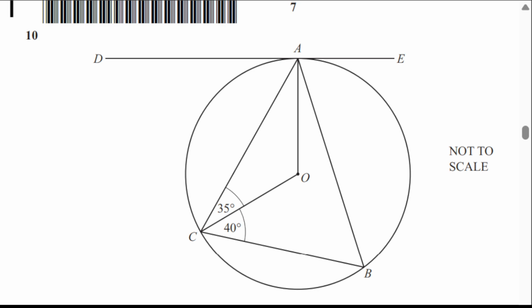Question 10. This is Cambridge 0580 non-calculator. Now, look at this nice question here. The question gave us a circle. They gave us this 35 and that's 40. There is no other information given other than this. And they said DE here is a tangent. That's very good. Now let's look at the question.